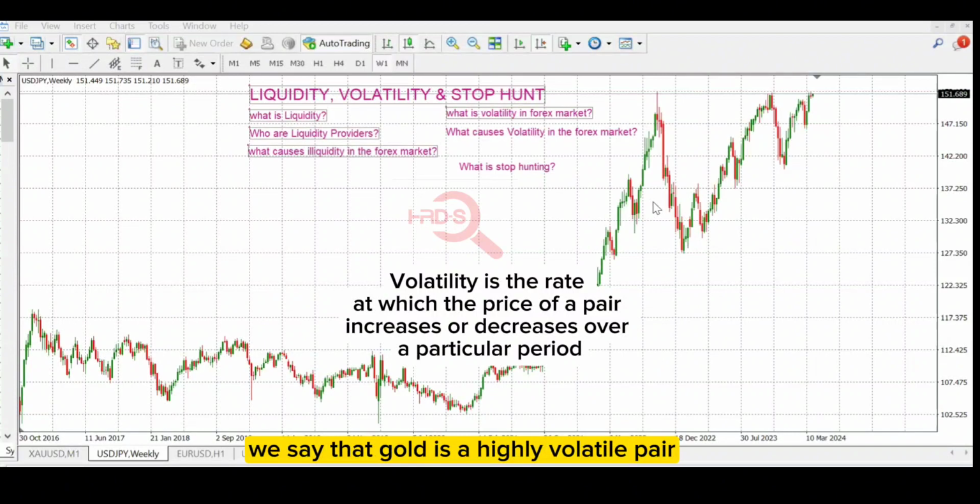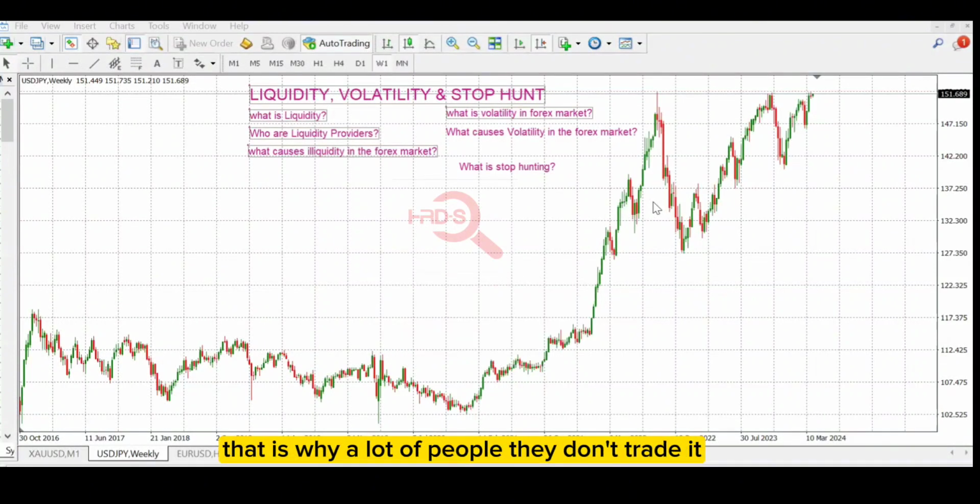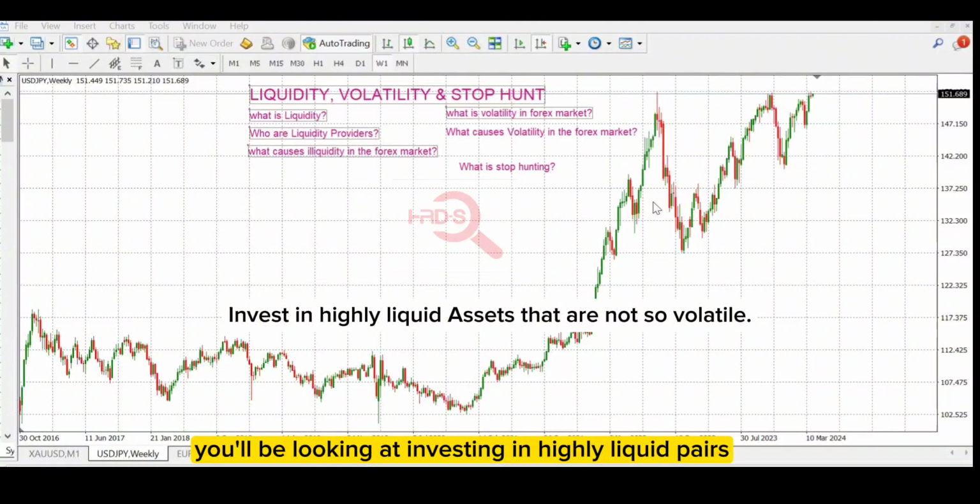We say that gold is a highly volatile pair. That is why a lot of people don't trade it. Or Bitcoin. Bitcoin is even more volatile than gold. So some persons do not trade it because of high volatility. The rate at which the price of a particular pair increases or decreases over a period of time is what we call volatility. So if you want to choose a pair to trade, you'll be looking at investing in highly liquid pairs and not too volatile pairs.